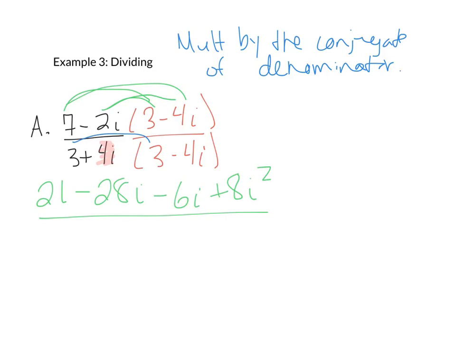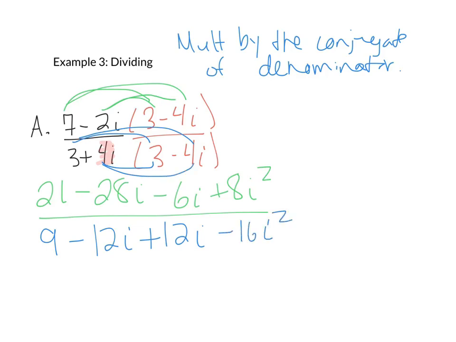3 times 3, so 9. 3 times negative 4i, so minus 12i. 4i times 3, plus 12i. And then 4i times negative 4i, minus 16i squared. So now let's simplify.